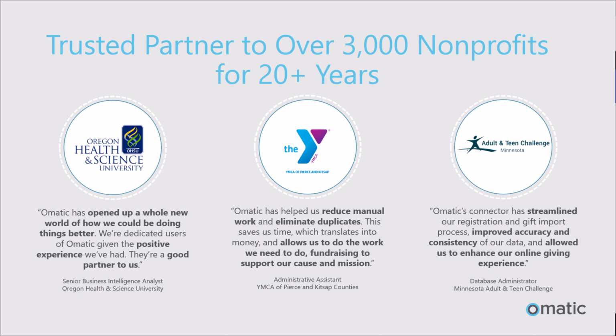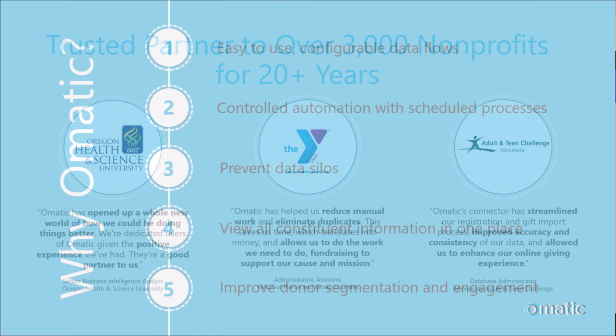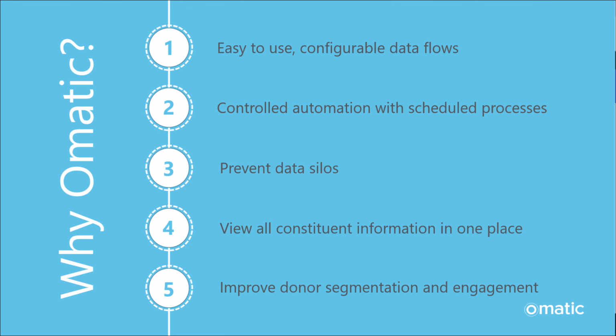Omatic has been solving nonprofit data integration needs for over 20 years and has over 3,000 customers. We have over 100 individuals on our team, many coming from the nonprofit community as admins or part of development teams. Omatic is Blackbaud's longest-standing technology integration partner. Omatic helps power your mission by integrating and unifying disconnected data into consistent and personalized supporter experiences.